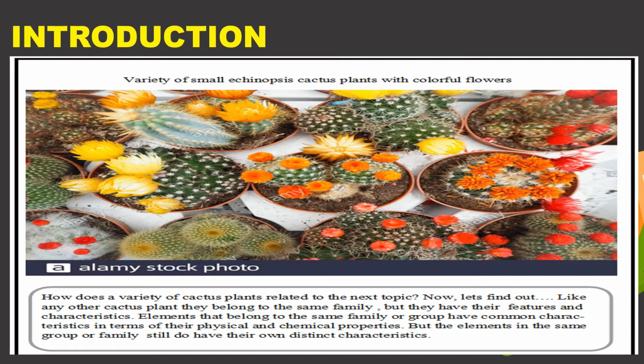Now the picture on your screen is all about a variety of small cactus plants with colorful flowers. How do you think a variety of cactus plants relate to the next topic? Let's find out. Like any other cactus plants, they belong to the same family, but they have their own features and characteristics. Elements that belong to the same family or group have common characteristics in terms of their physical and chemical properties. But the elements in the same group or family still have their own distinct characteristics.